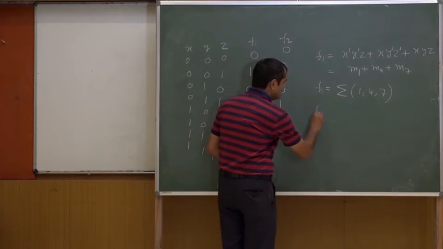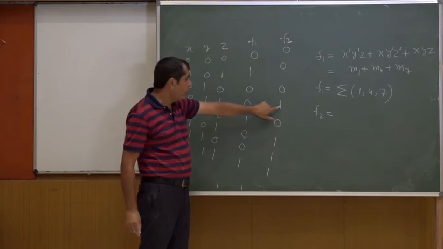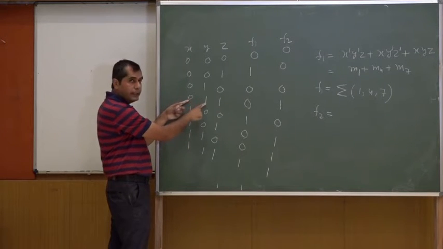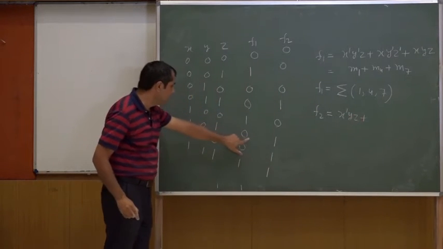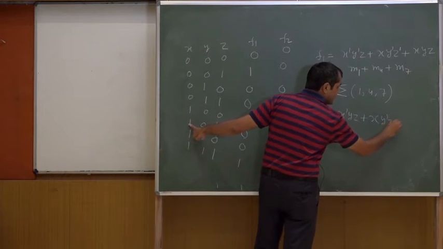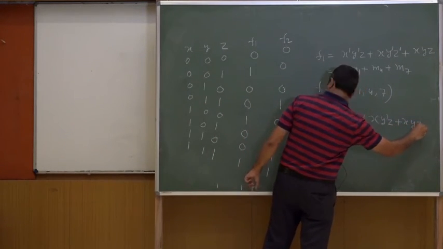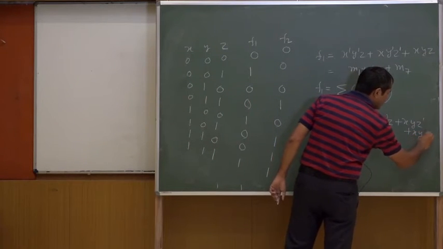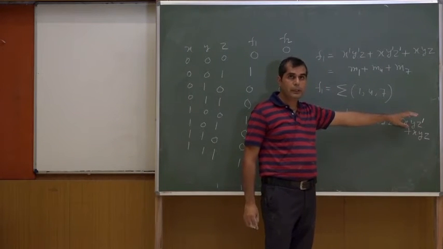Then for f2, let's do the same exercise. For f2, you see that here we have a 1, so f2 should be written as f2 equal to, the min term is x bar y z. F2 is x bar y z plus the next one is here, that corresponds to 101. So 101 means x y bar z, plus x y z bar, plus x y z. Z bar is also written as z prime, and it refers to the complement of z.